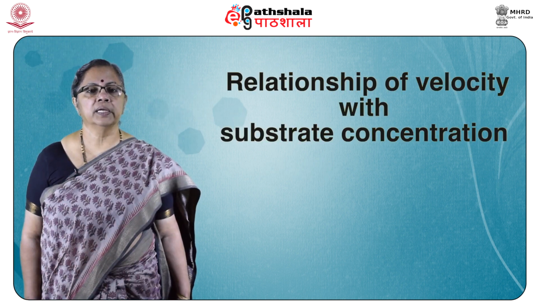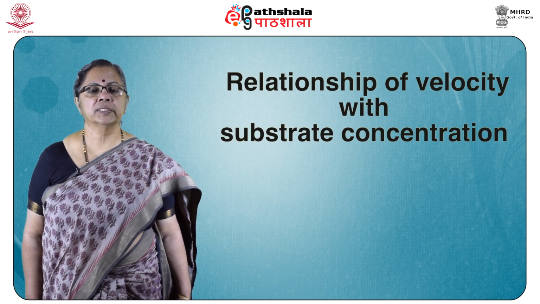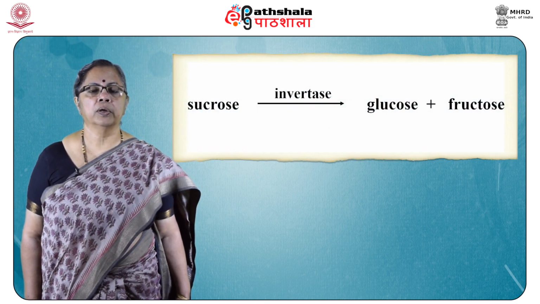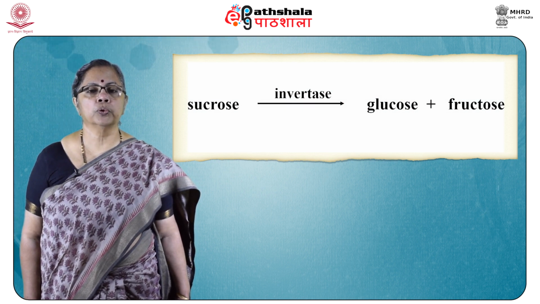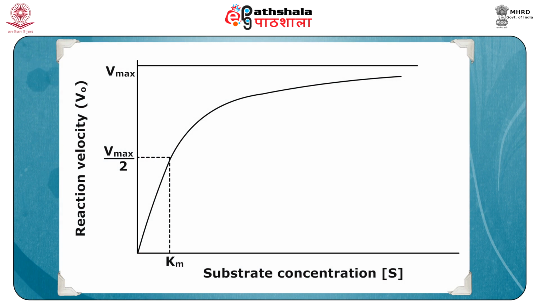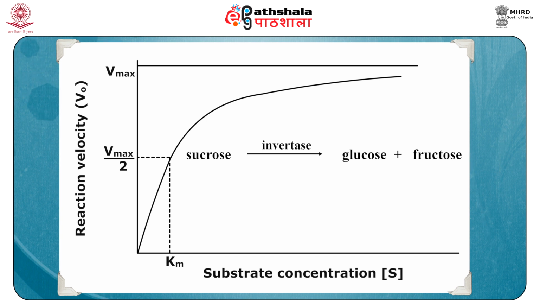The first is the relationship of velocity with substrate concentration. Based on Adrian Brown's work on the velocity of an enzyme catalyzed reaction of sucrose to glucose and fructose, Michaelis and Menten in their pioneering work determined that the progress curve between velocity v and substrate concentration S was a rectangular hyperbolic curve, as depicted, where sucrose is acted upon by the enzyme invertase to give glucose and fructose.